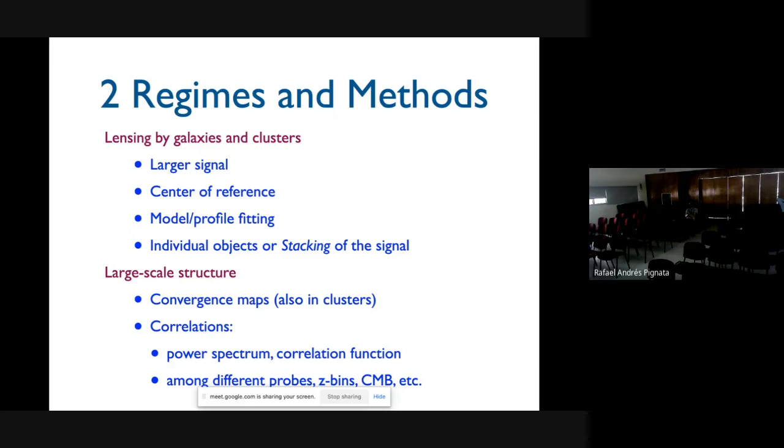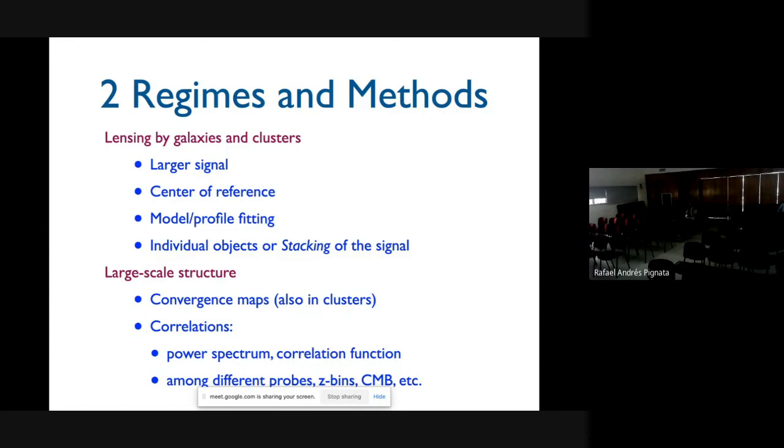And once you do that, you have a measurement of the ellipticities. Now, from these ellipticities to the physical quantities you want to measure, you can divide between two regimes. Lensing by galaxies and clusters, where you have a center of reference, and you can measure with respect to that center what happens. You can, for example, try to fit the density profiles of these objects, like galaxies and clusters. And you can do this on an object-by-object basis. But of course, I told you that to measure one single value of a shear, you need thousands of background galaxies, right? So you can do this for a massive cluster in a very deep image. But in general, you cannot do this for individual objects.